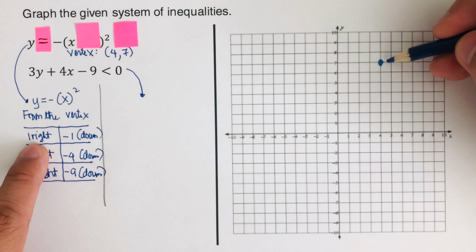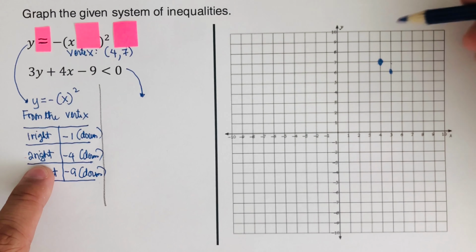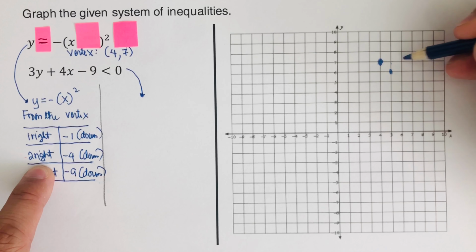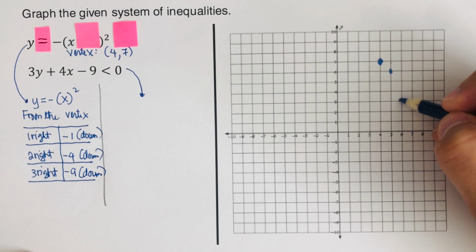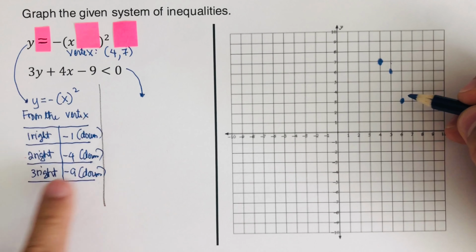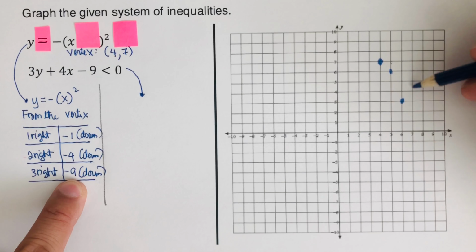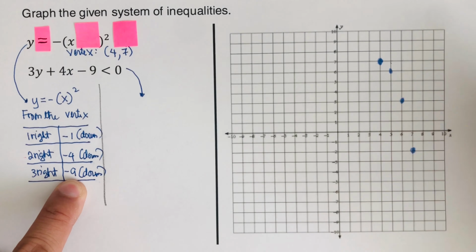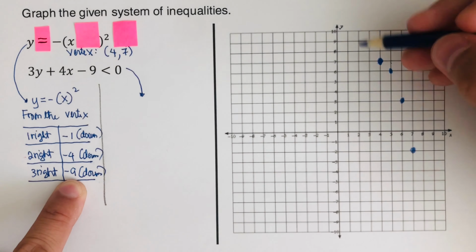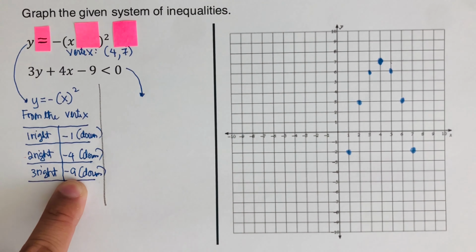So then we go ahead and graph the dots here. So 1 to the right, then we go down 1, so it's going to be right here. And then 2 to the right from the vertex, 1, 2, and then we go down 4, 1, 2, 3, 4, so it's going to be right here. And then from the vertex, we go 3 to the right, 1, 2, 3, then we go down 9, because that's a negative 9. So 1, 2, 3, 4, 5, 6, 7, 8, 9. So this is where the next dot is, and we're going to reflect it across. Okay, so this is the dot.